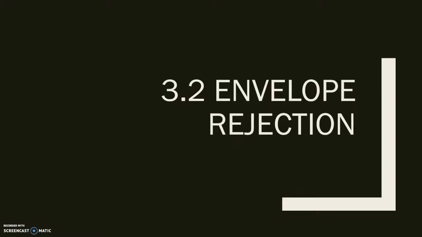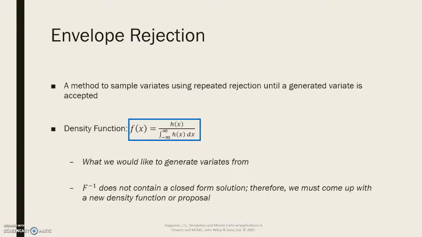Okay, so I will now be going over section 3.2, which is envelope rejection, and this is another method to generate random variates. So envelope rejection is basically a method to sample variates using repeated rejection until a generated variate is accepted. So as you can see highlighted in blue, we have our density function, and this is simply f of x equals h of x over the integral from negative infinity to infinity of h of x dx. And this function is what we'd like to generate our variates from.